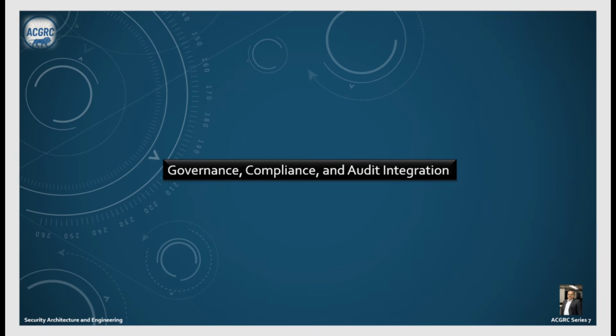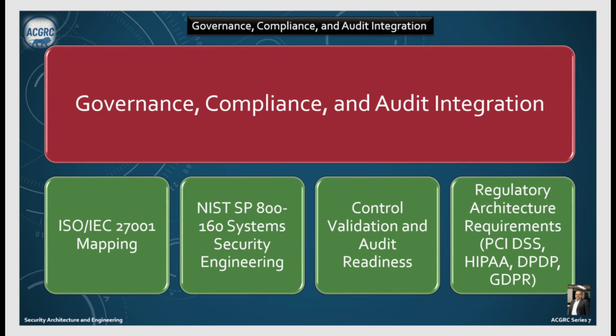Governance, compliance, and audit integration. It has four components mainly: mapping of ISO 27001, system security engineering taken from NIST SP 800-160, control validation and audit readiness, and regulatory architecture requirements, which cover PCI DSS, HIPAA, DPDP, and GDPR.